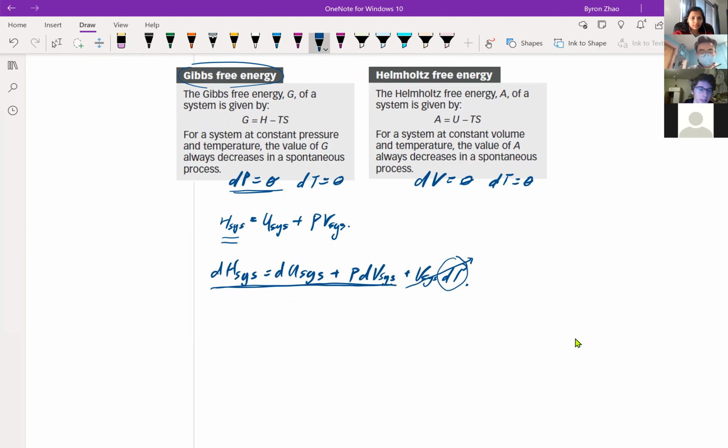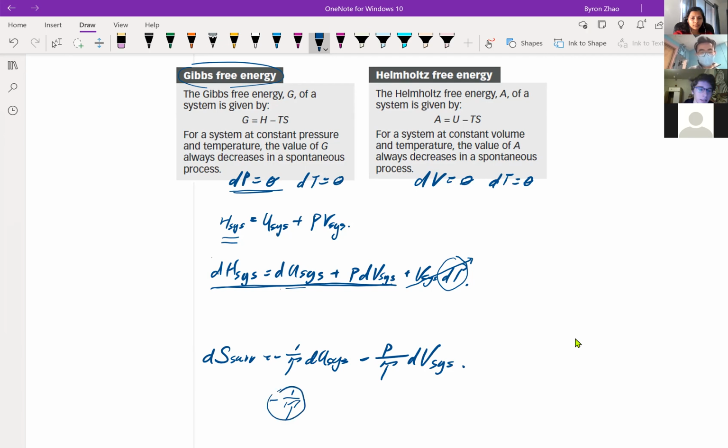And we also know dS surrounding is equal to negative 1 over T dU system, right, minus P over T dV system. So these two equations, as you can see, look quite similar. The only difference between them is a term of minus 1 over T.